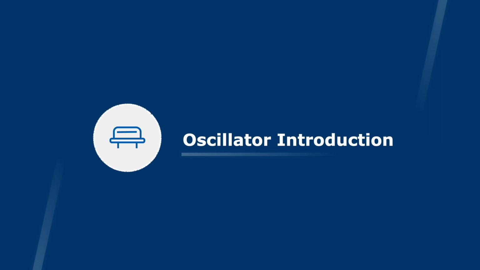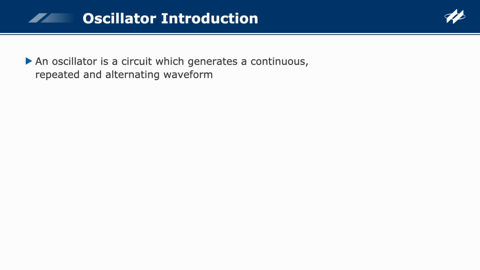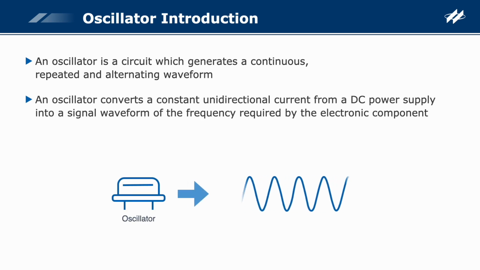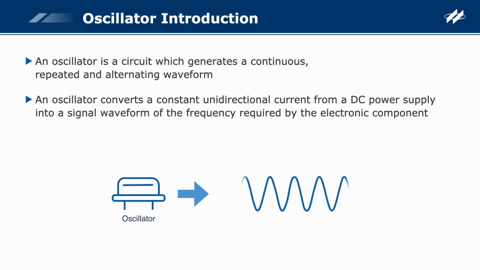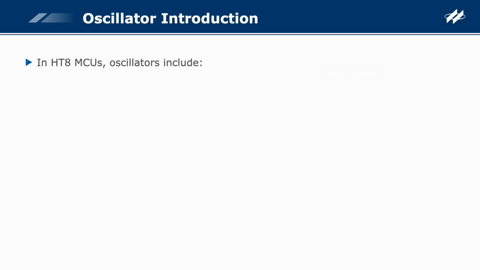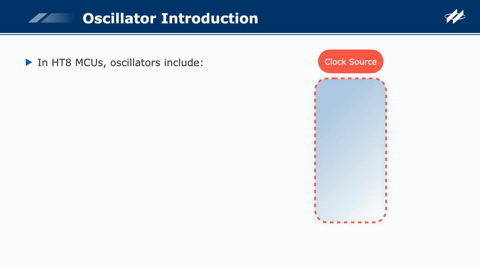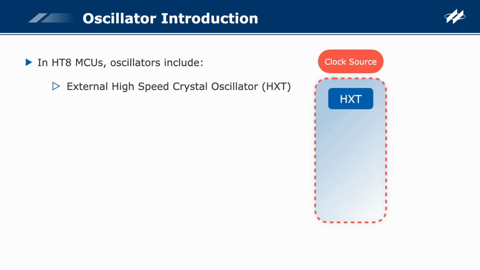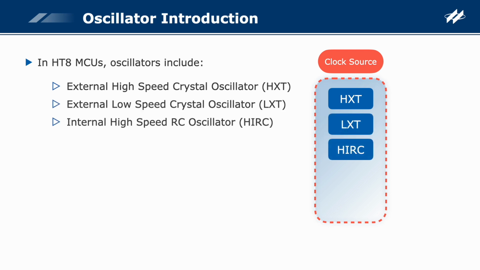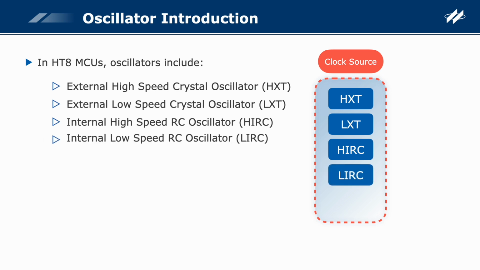Oscillator Introduction. What is an oscillator? An oscillator is a circuit which generates a continuous, repeated and alternating waveform. An oscillator converts a constant unidirectional current from a DC power supply into a signal waveform of the frequency required by the electronic component. The oscillators in the HT8 MCUs include external high-speed crystal oscillator, external low-speed crystal oscillator, internal high-speed RC oscillator, and internal low-speed RC oscillator.